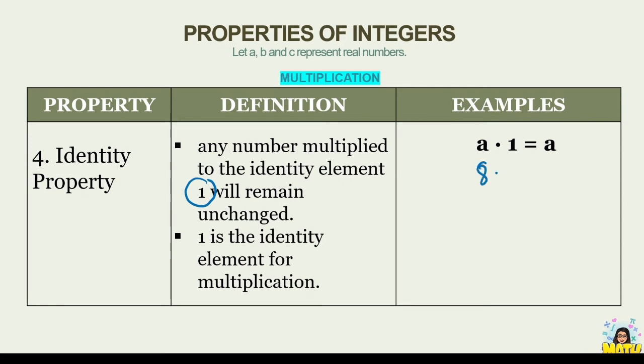So we can have 8 times 1. The answer is the number itself, 8. We can have negative 5 times 1. The answer will still remain as negative 5. Or we can have 1 times negative 3. The answer will still be negative 3. So wag pagpapalitin, sa addition, 0 is the identity element, while in multiplication, this is 1.